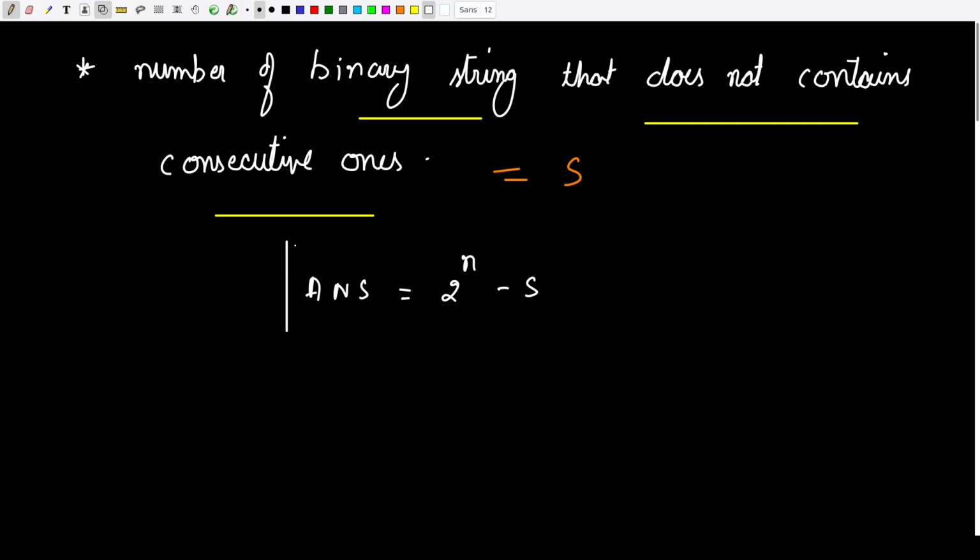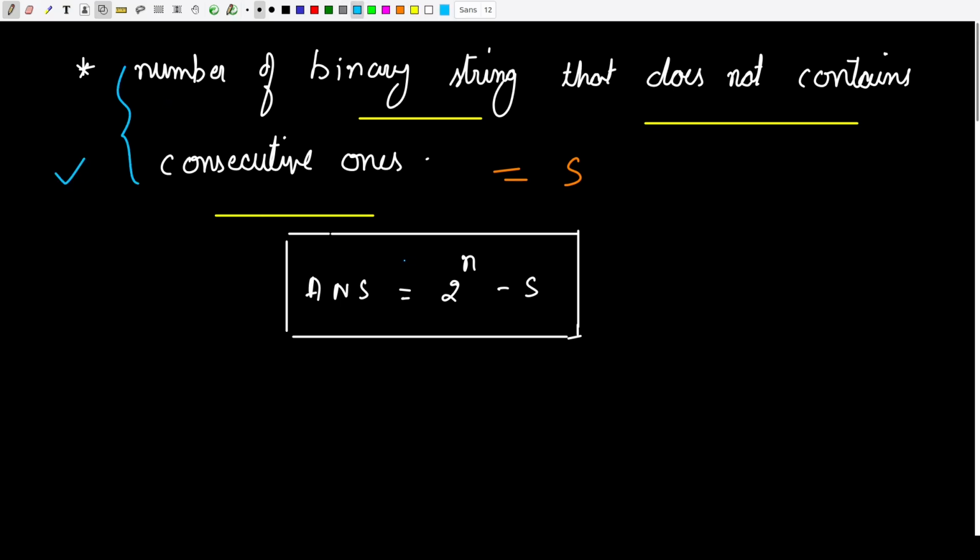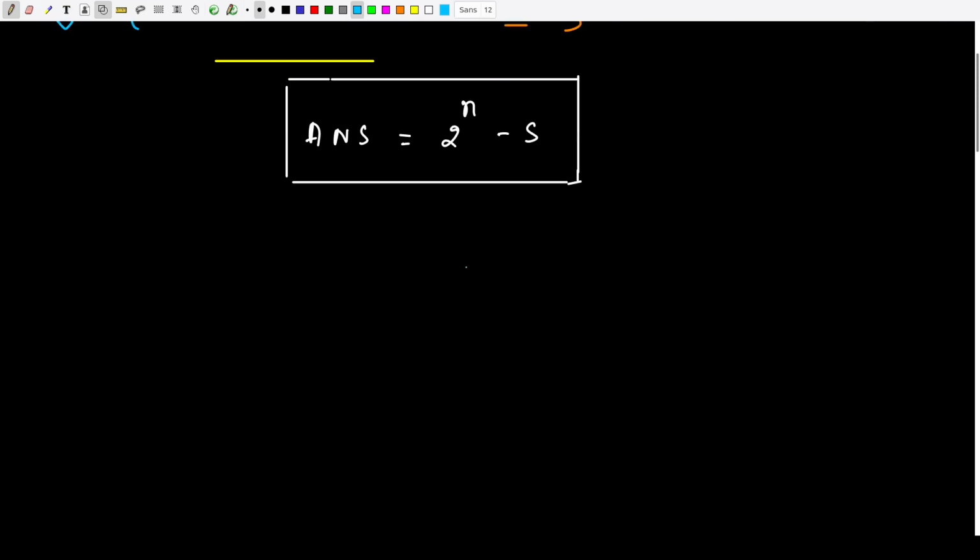In this way, we will be able to compute the total number of binary strings of length n which contain consecutive 1s. Now let us discuss how we will be able to count the number of binary strings that do not contain consecutive ones optimally. So let's take a few examples in order to understand that.